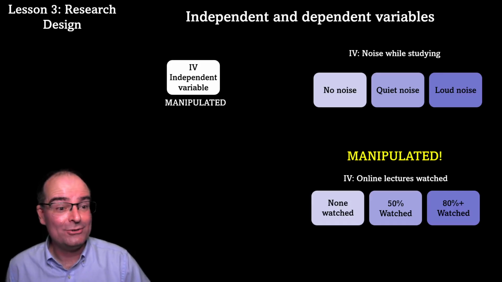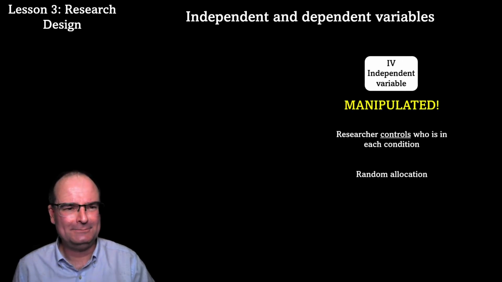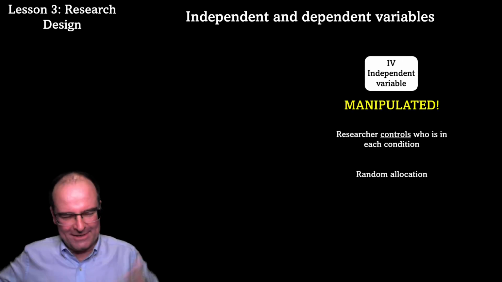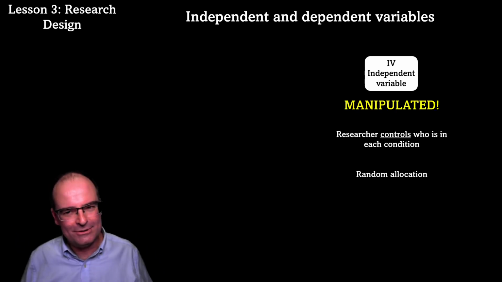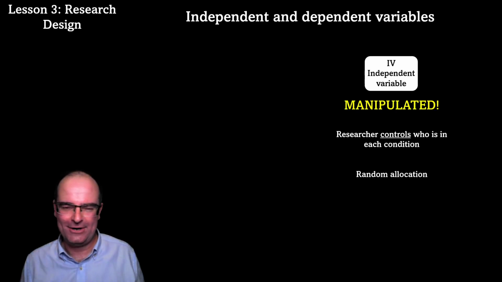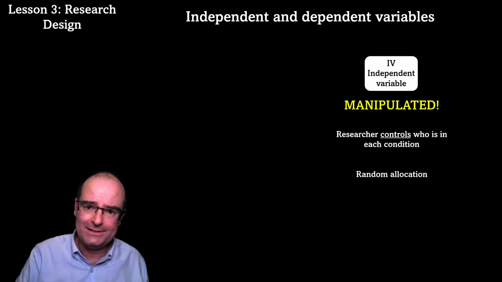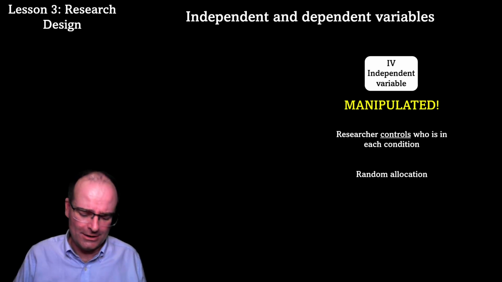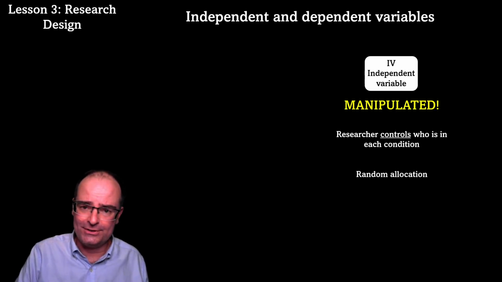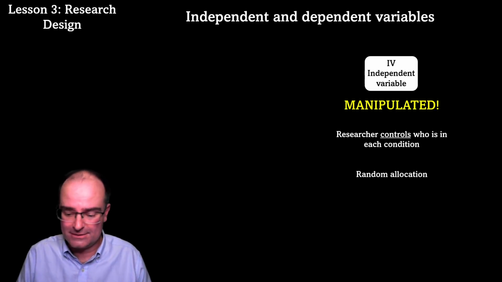Let's imagine that you manipulate the online lectures watched though. I don't think I'm going to go with the online lectures watched because that seems a bit implausible, but when you manipulate the independent variable, what that means is you're deciding who is in each condition. You're forcing them to do certain things, right? You're in condition 1, you're going to do this. Condition 2, you're going to do this. Condition 3, you're going to do this.